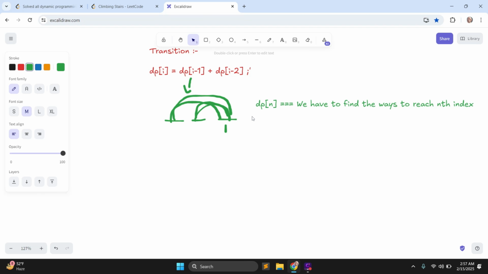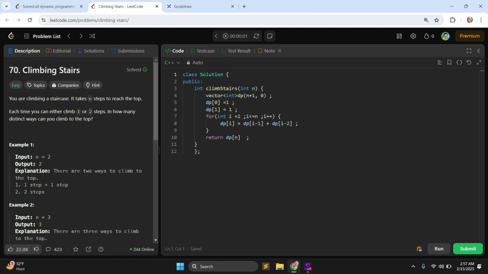Now comes the coding part. We will define the dp vector initialized with 0, and dp of 0 is equal to 1, the number of ways to reach the 0th index. The number of ways to reach the 1 index is also equal to 1. I will run a loop from 2 to n, and this is my transition: from the previous index and from the other previous index. Now the final answer is dp of n, and yes, that's it. That's the whole crux of this problem.